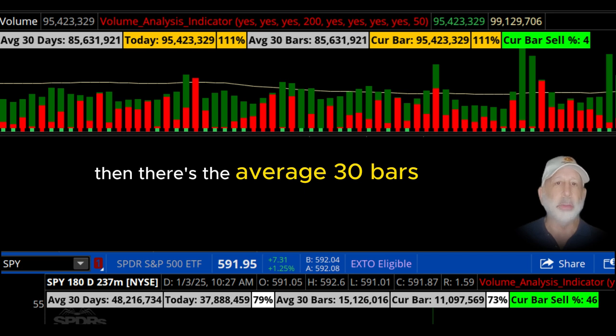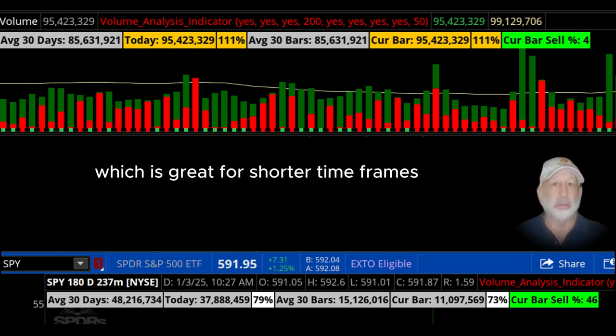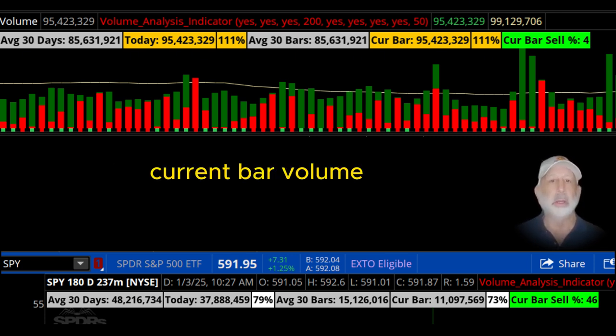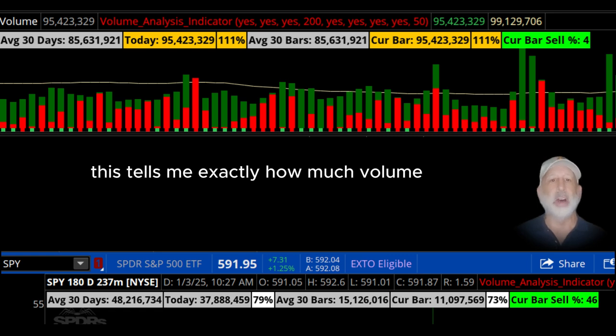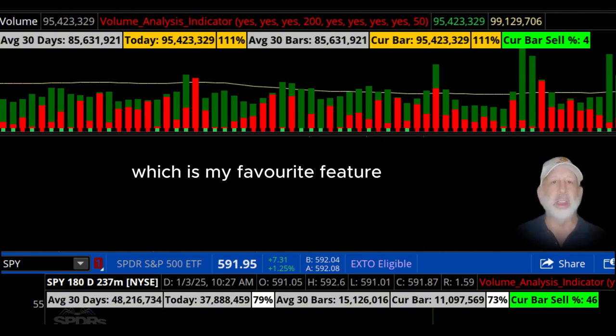Then there's the average 30 bars. It even calculates average volume over the last 30 bars, which is great for shorter time frames. Current bar volume. This tells me exactly how much volume is in the current bar, so I can track immediate market moves. Current bar sell percentage, which is my favorite feature.